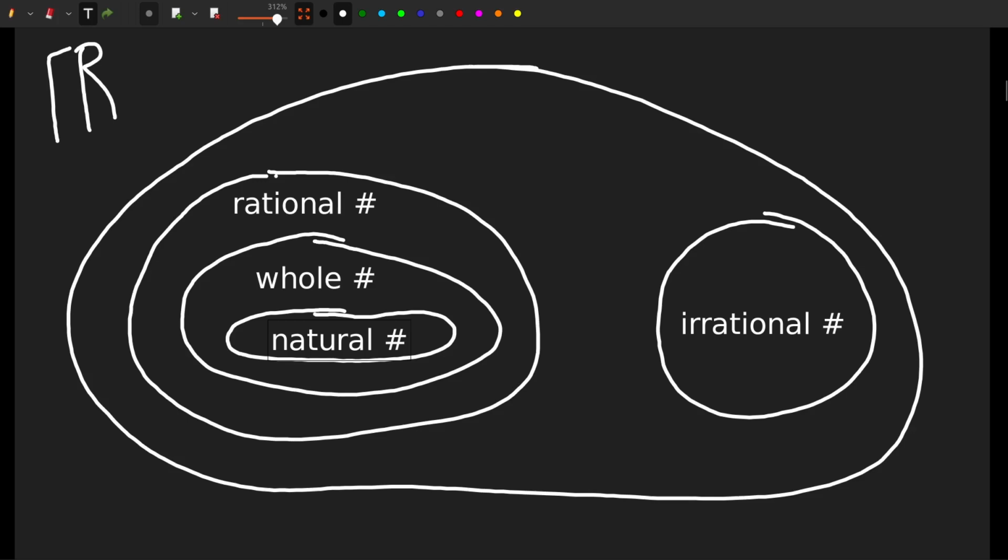The irrational numbers are not part of the rational numbers, and they're not whole, and they're not natural. They just live separately on their own. And that's a number such as pi, or if you know the letter E, Euler's number, it's also irrational and they live separately. However, all of these numbers are part of the real number set. And that is where we will end today.